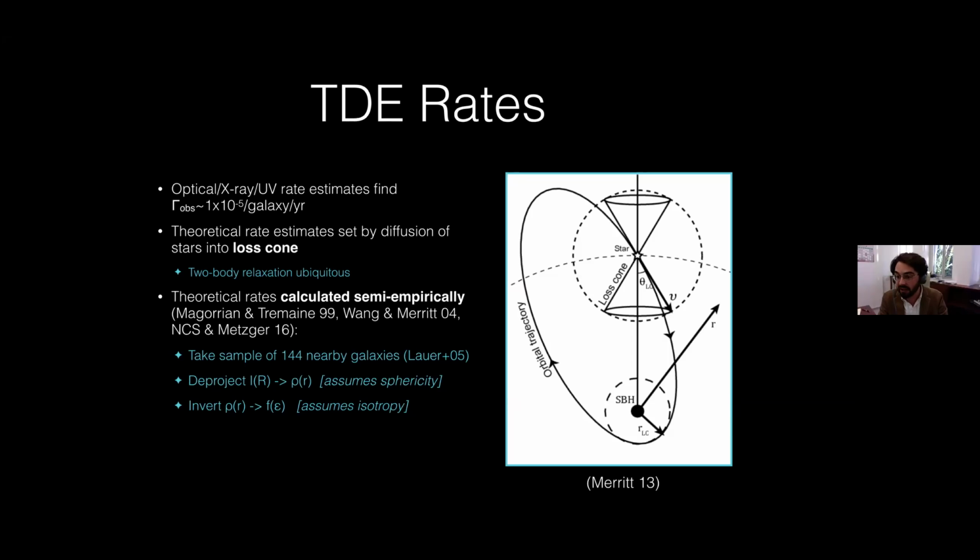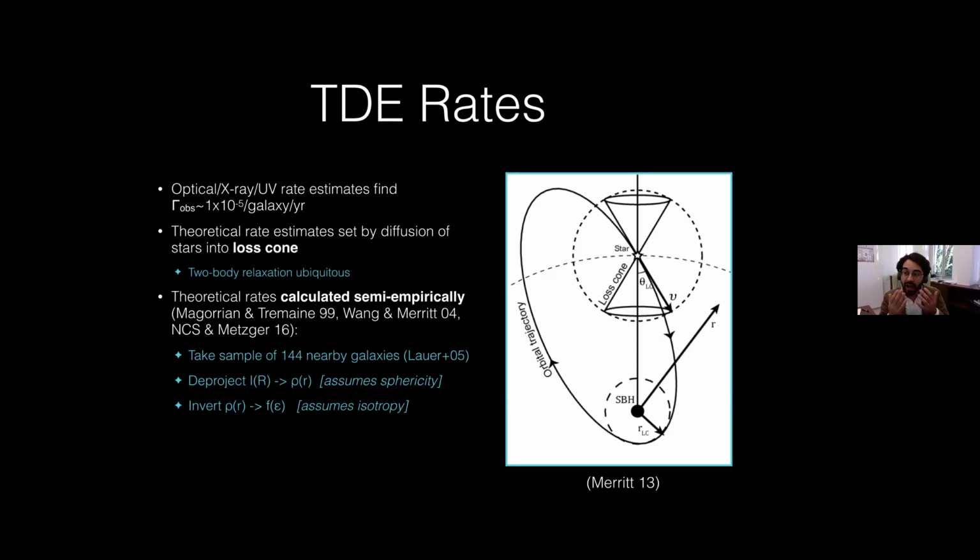The basic idea is that stars orbiting supermassive black holes in galactic nuclei will be tidally disrupted if some sort of perturbation scatters their velocity vector into a conical region in velocity space known as the loss cone. You can see an illustration of that in the cartoon on the right.